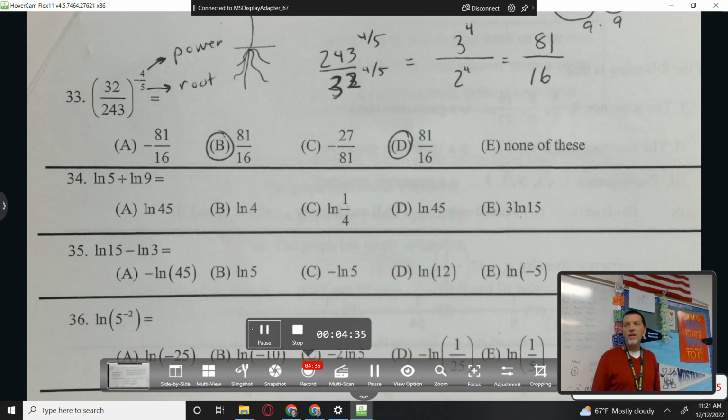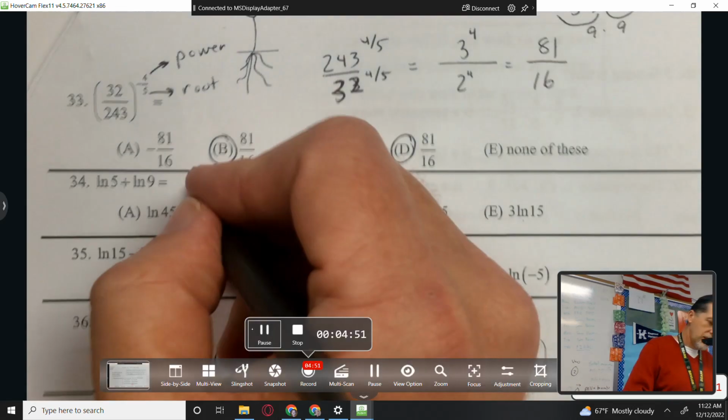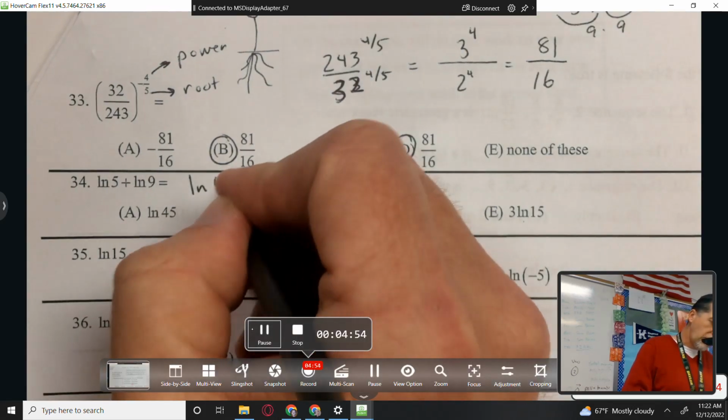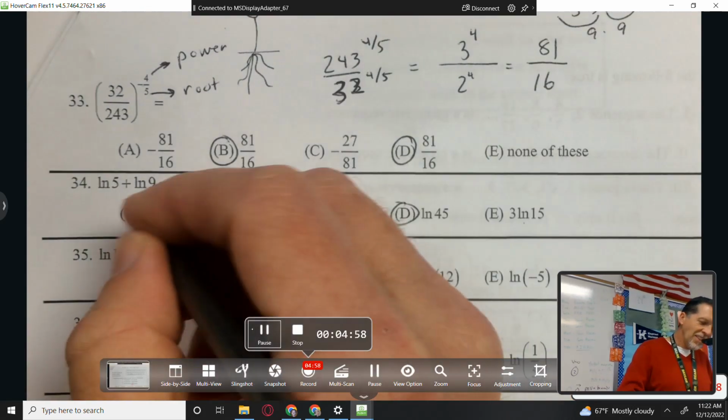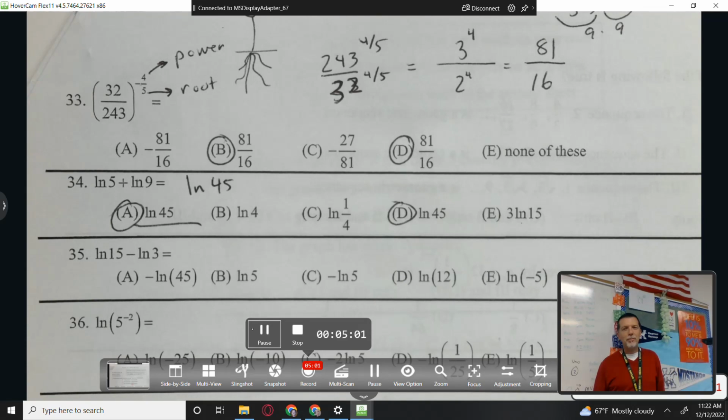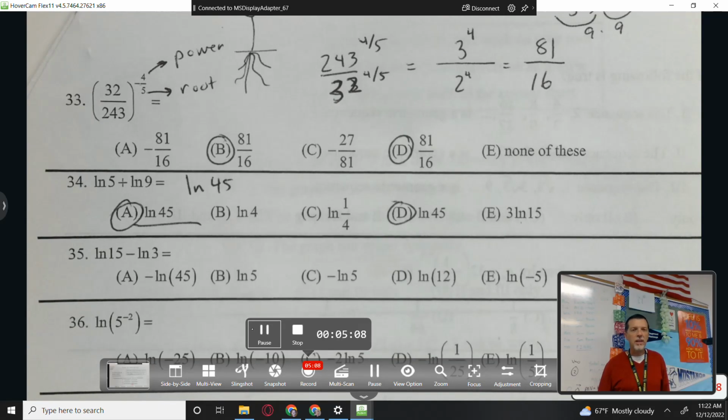Number 34. For the people who miss the test and take it like 3 weeks later, it's never a good idea, but 34 was a frequently missed problem for the late testers. What do we do with the 9 and the 5? Multiply them. 9 times 5 is 45, so that would be A, and D. Got a little lazy here somewhere. I'm surprised that natural log of 14 isn't a choice there. It wouldn't be right, but some people would pick it.